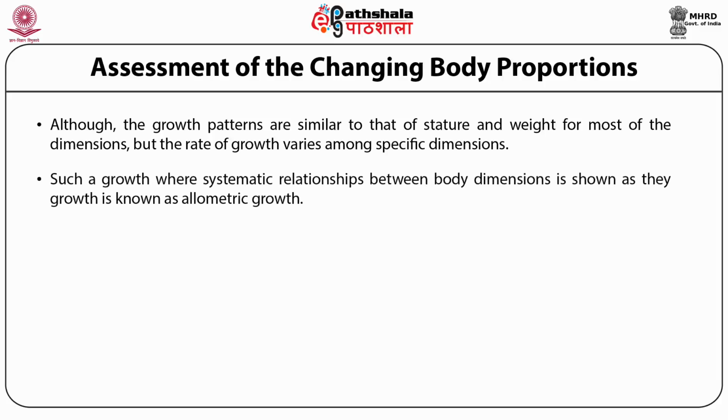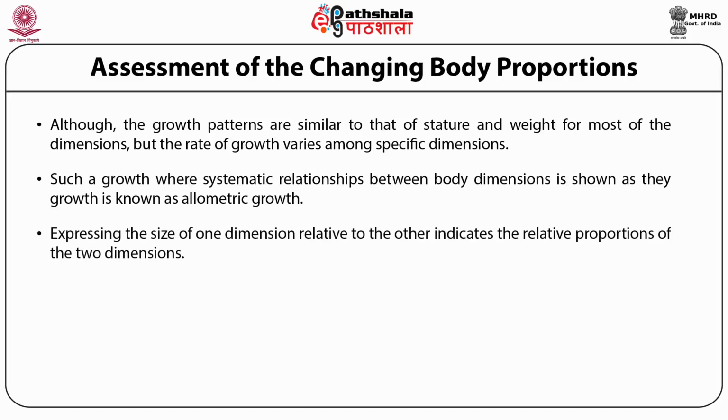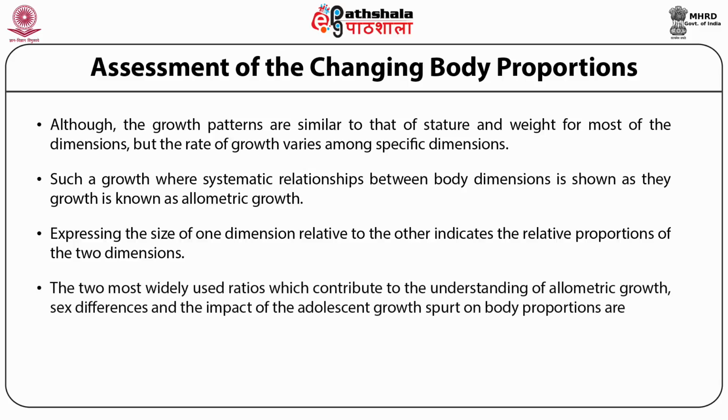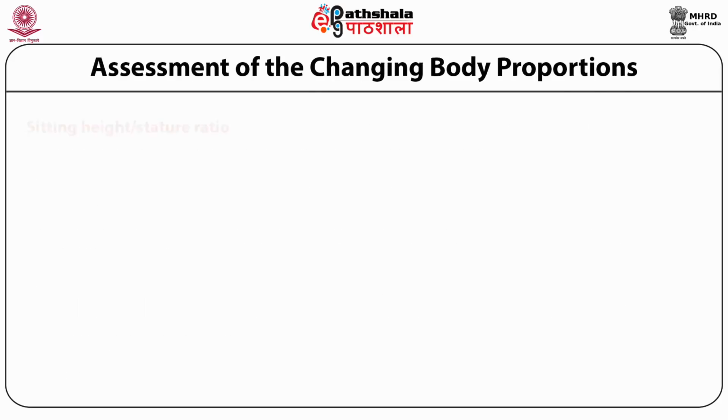Such growth, where a systematic relationship between body dimensions is shown as they grow, is known as allometric growth. Expressing the size of one dimension relative to the other indicates the relative proportions of the two dimensions. The two most widely used ratios which contribute to the understanding of allometric growth, sex differences, and the impact of the adolescent growth spurt on body proportion are the sitting height stature ratio and the biacromial ratio. Sitting height stature ratio, let's see what that is.